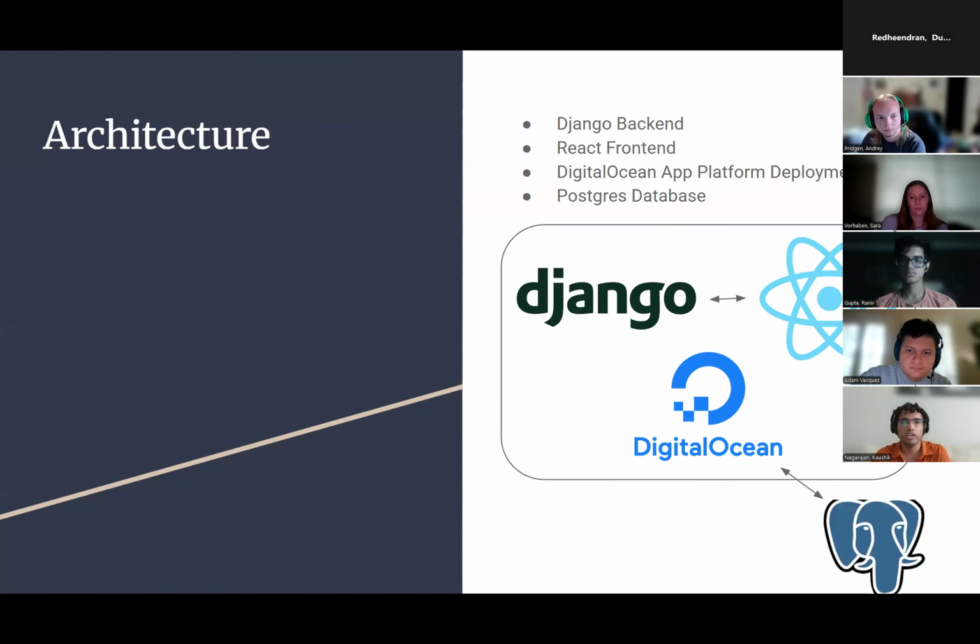So the architecture of the web application basically is the following. We use Django to serve the REST API backend, and that includes the backend and middleware. React is used to serve the front end, and we deploy the application and store a Postgres SQL database on DigitalOcean App Platform.